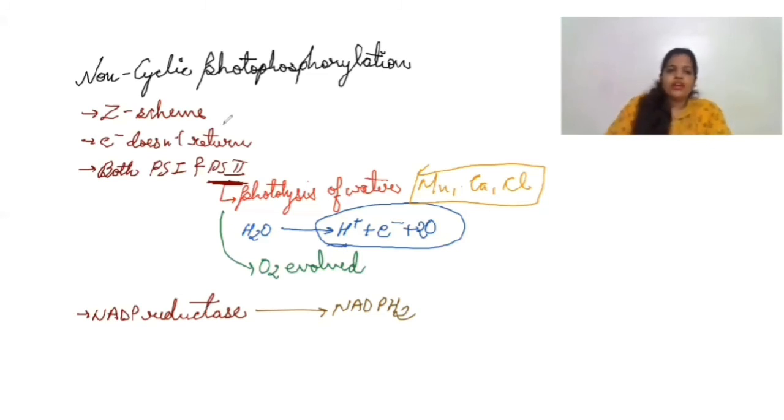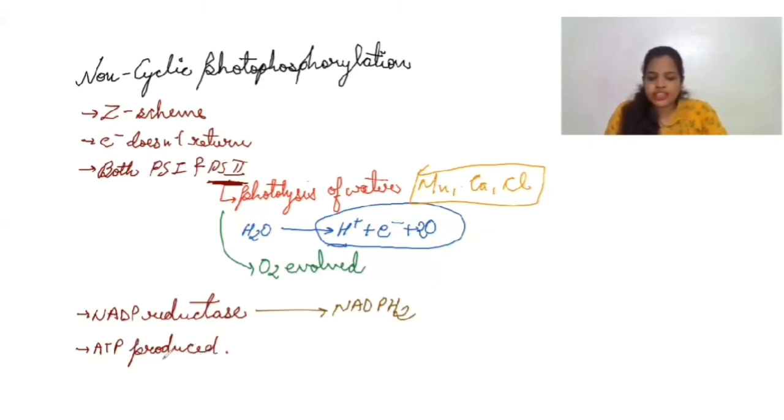Now, next point regarding non-cyclic photophosphorylation is that ATP is produced. Of course, they are going to produce ATP. Almost the same process is used by them. Now, what happens over here? The primary electron acceptor in non-cyclic photophosphorylation, which accepts electrons from photosystem 2, is pheophytin.